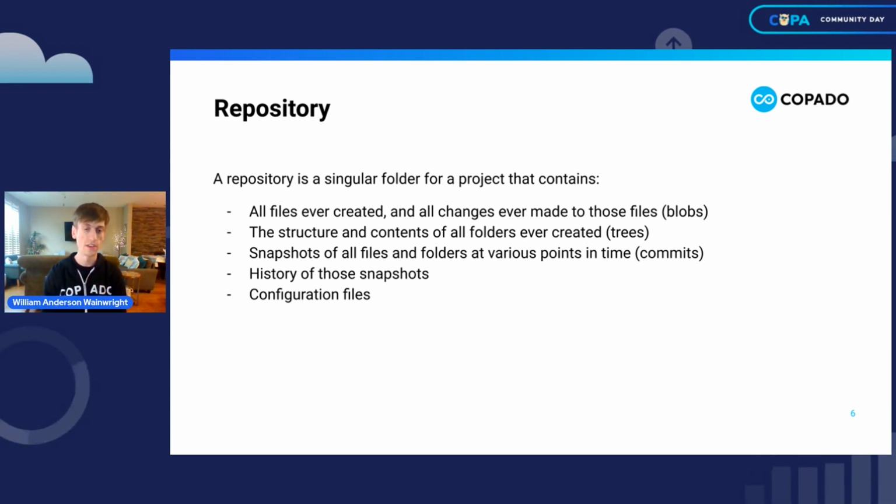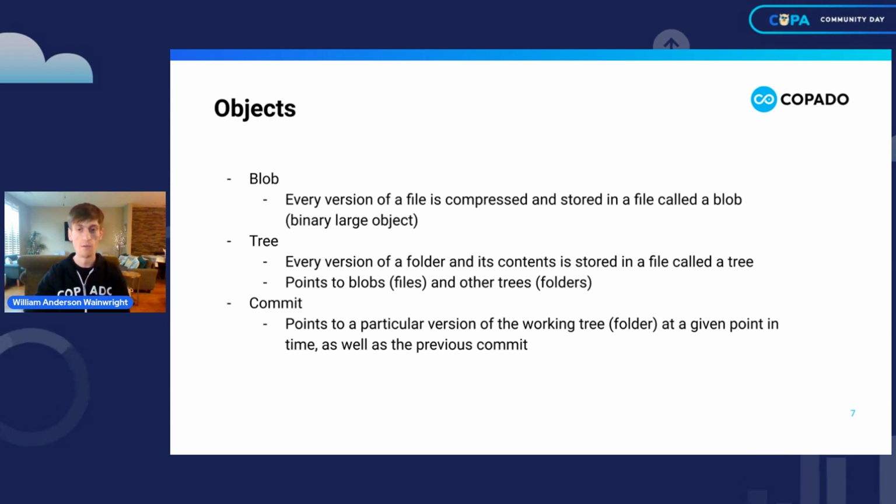Within that hidden folder, there are also some configuration files. But whether you're working with a repository on your own laptop or on a remote server, a repository is a self-contained folder. So there are no files outside that folder that you need. It's all contained within that folder. And the thing that you interact with within a Git repository are the objects.